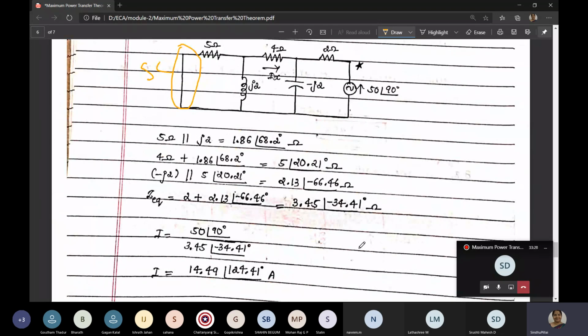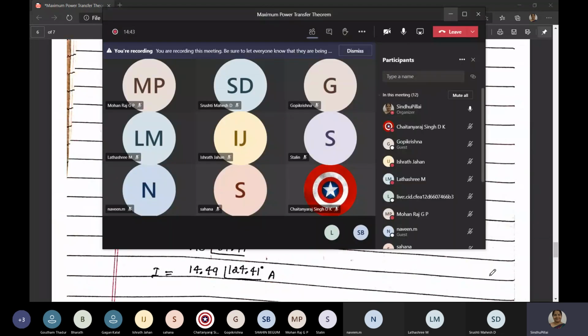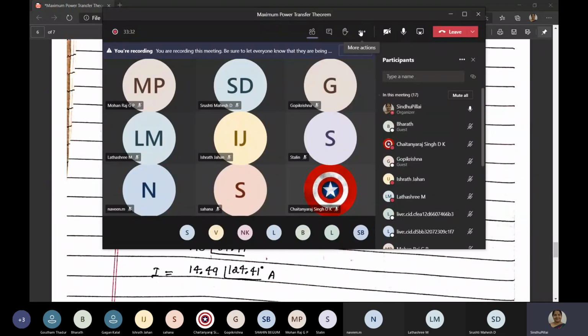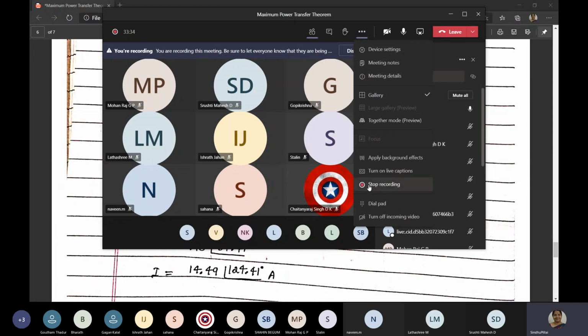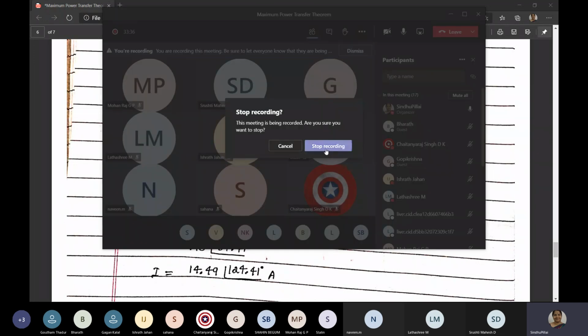So we have seen the maximum power transfer theorem today. Next we'll move on with the examples. In tomorrow's class we'll see the examples. Thank you.